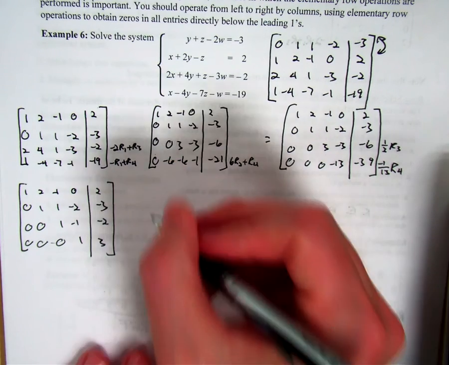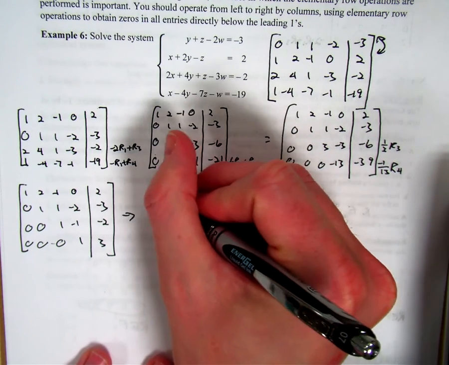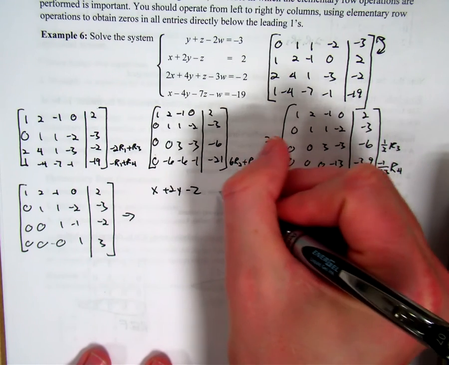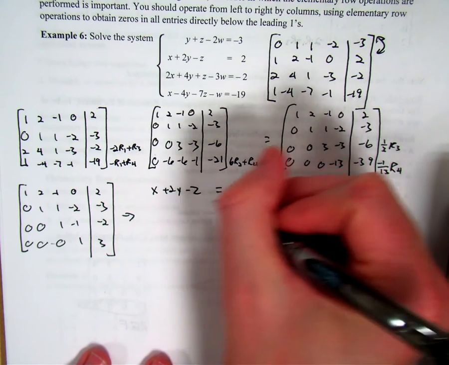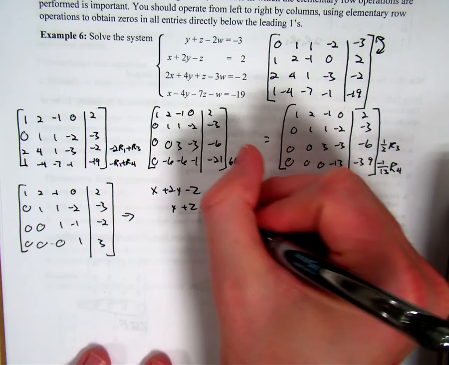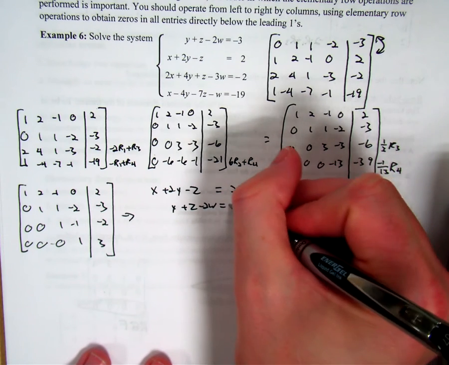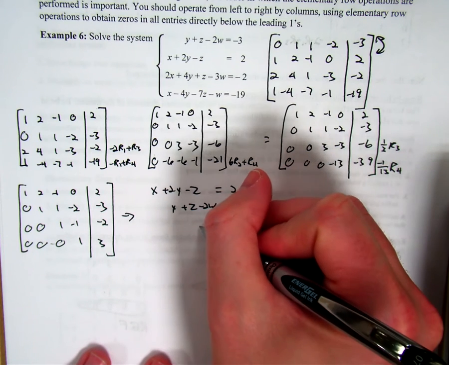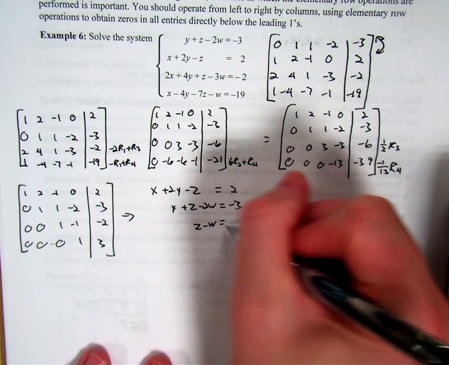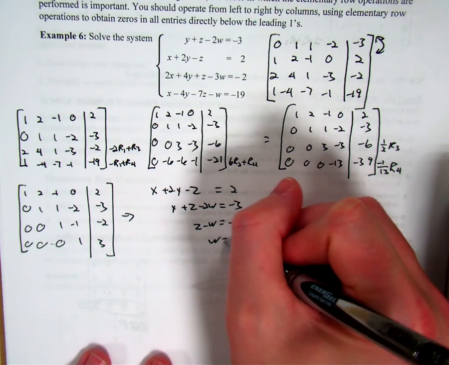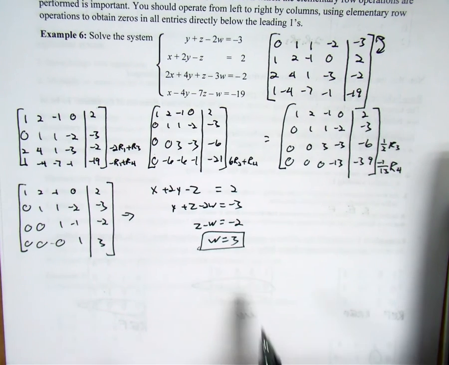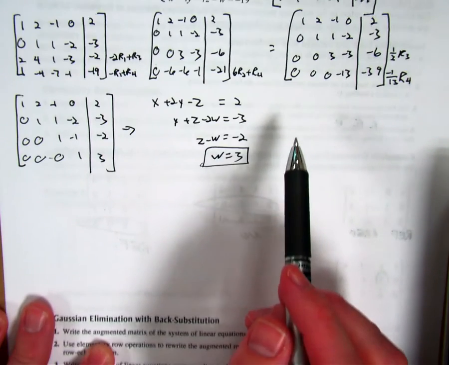So let's change this back to equations. What does this look like? X plus 2y minus z, no w's, equals 2. We got y plus z minus 2w equals negative 3. We got z minus w equals negative 2, and we know w equals 3. Well, we got w equals 3, and we're just going to work up the ladder here and solve for all of them.